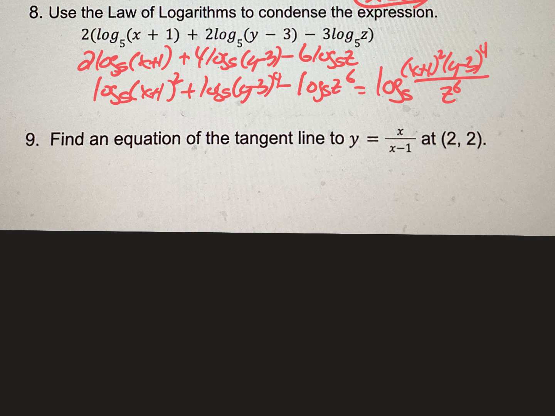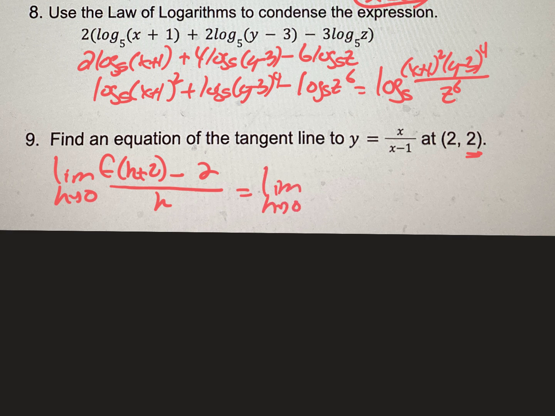So I'm going to go limit as h approaches 0 of f of h plus 2, because that's the x-coordinate, minus f of 2, which is just 2, the y-coordinate, all over h. So I'm going to plug in, please keep writing your limits. I'm going to plug in h plus 2, and I would get h plus 2 over h plus 2 minus 1. That's really just h plus 1. I still have that minus 2. That's all over h. I'm going to shorten that fraction bar a little bit.